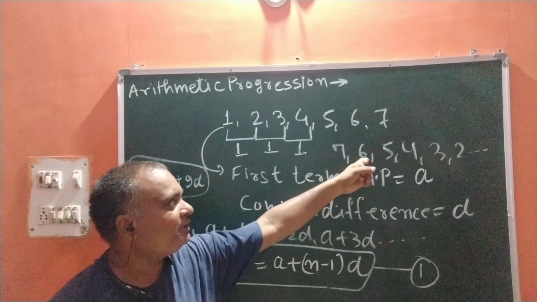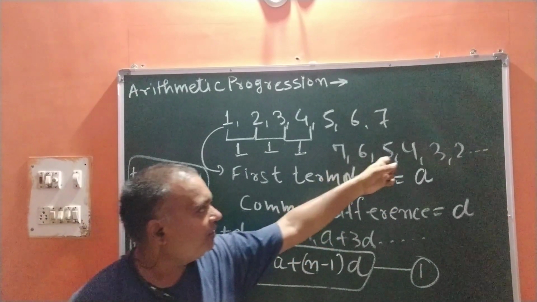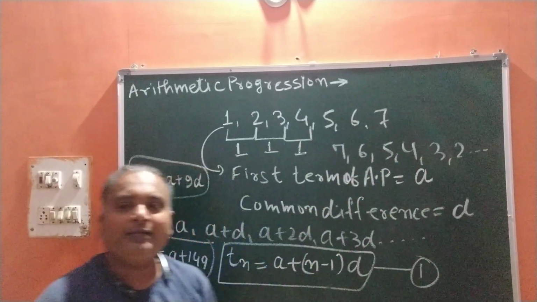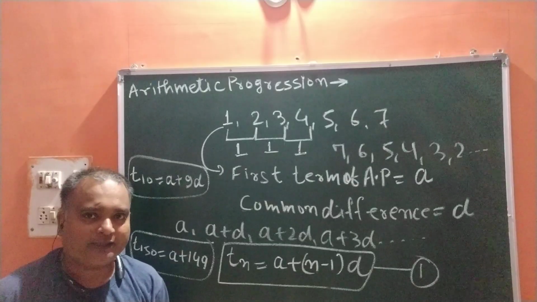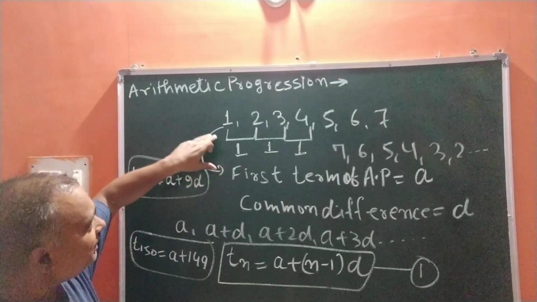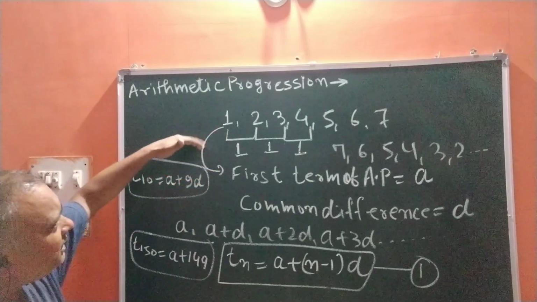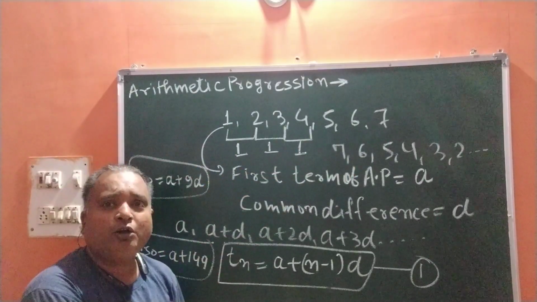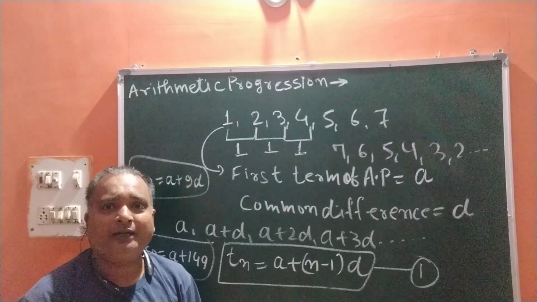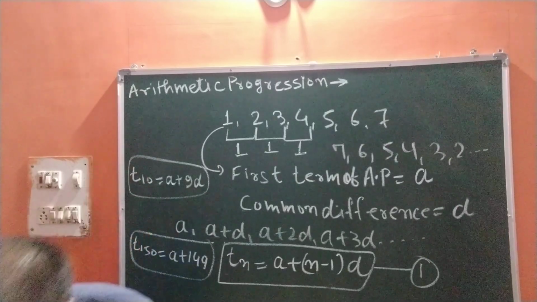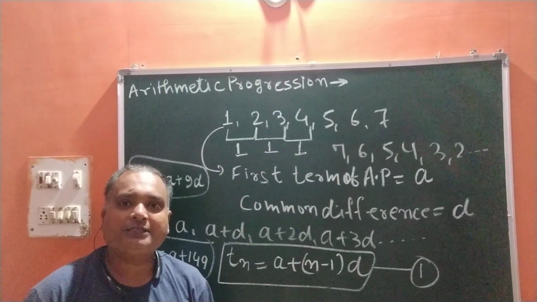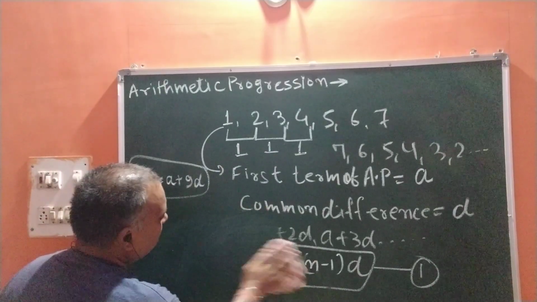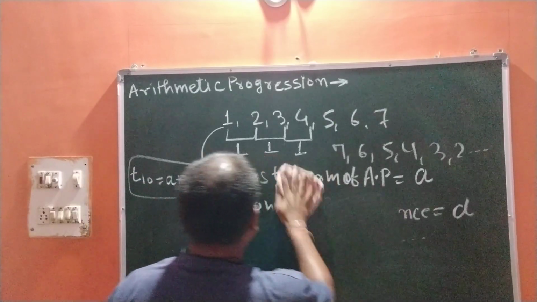Now, in this case, the difference of 6 minus 7 is minus 1, 5 minus 6 is again minus 1, 4 minus 5 is again minus 1. So, when the common difference is positive, the terms of the AP are in increasing order. When the AP is in decreasing order, in this case the common difference will be negative. Next, how do we find the summation of n terms of an AP?